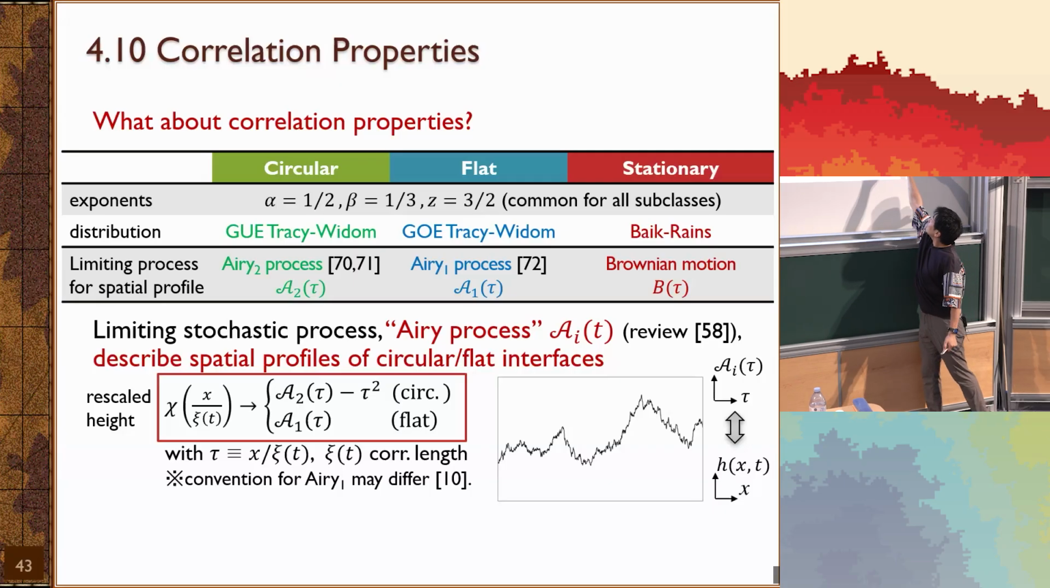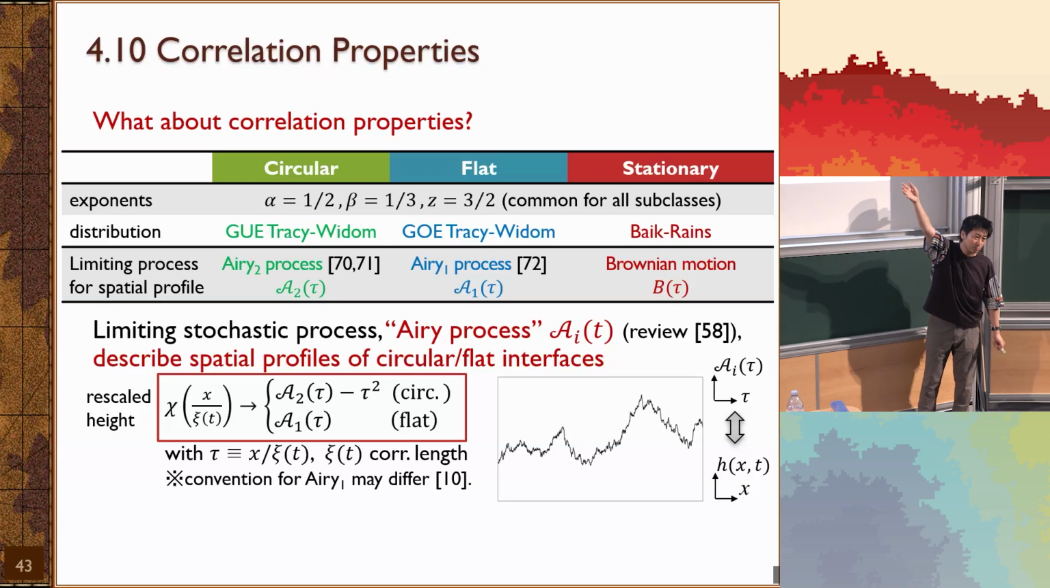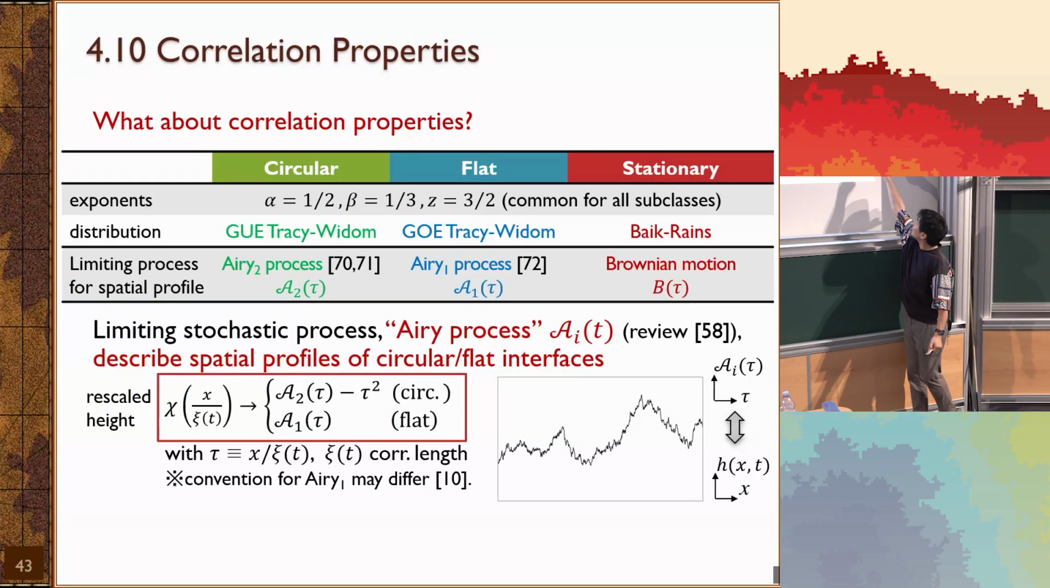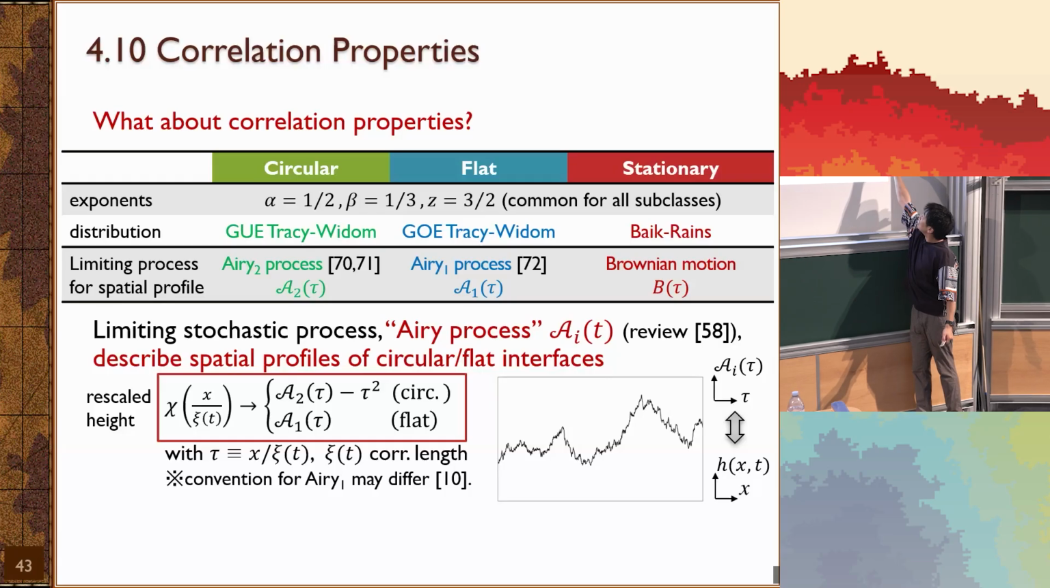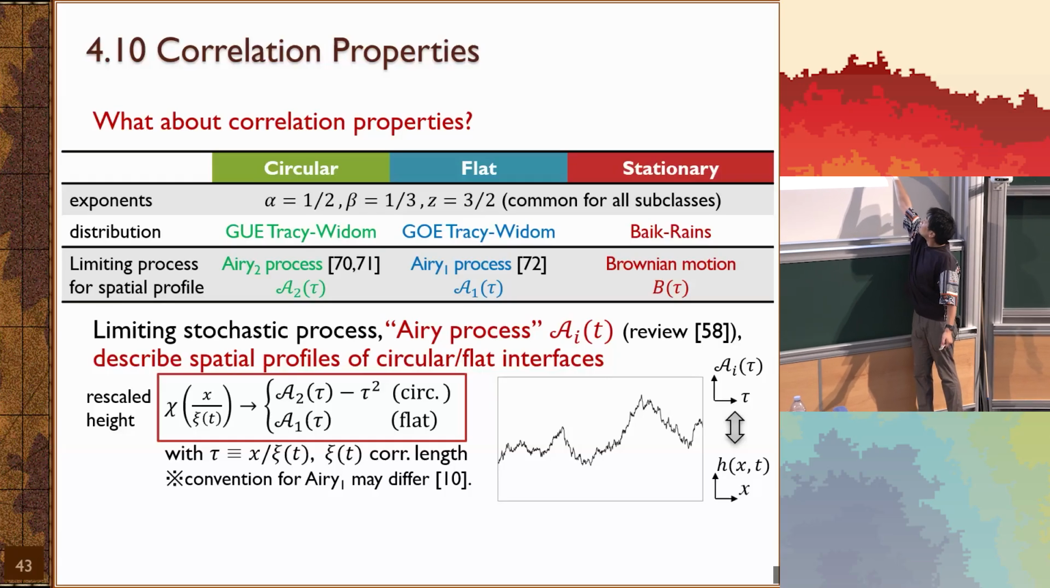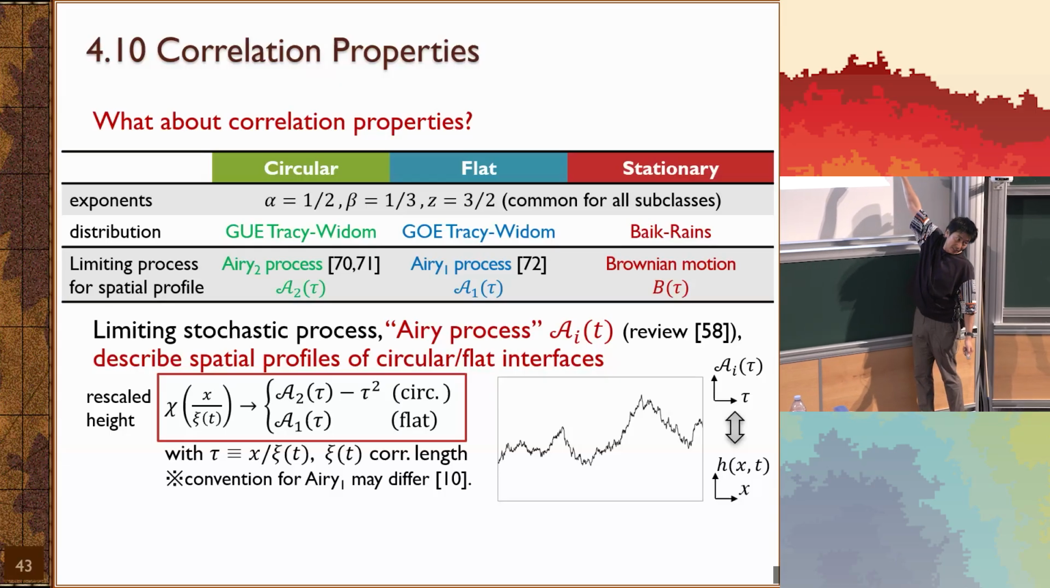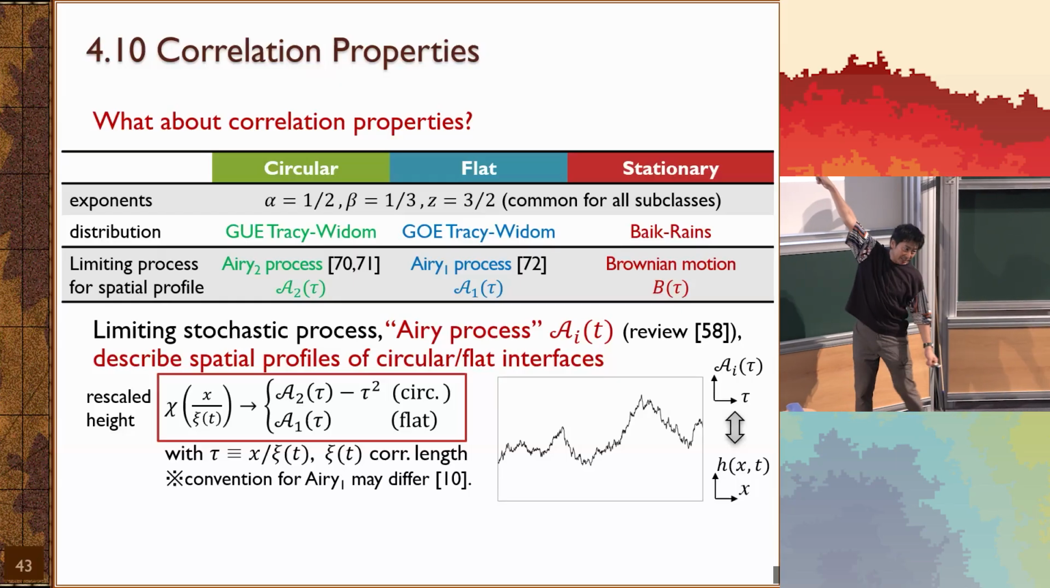If I don't rescale and look at the bare h as a function of bare x, then in all cases, it goes to the Brownian motion. And that's what the Fokker-Planck equation tells. But if I take a different scaling limit, if I rescale x by t to the 2/3, which is the correlation length, and if I rescale h by t to the 1/3, then the profile may look something different. And that is the Airy process.